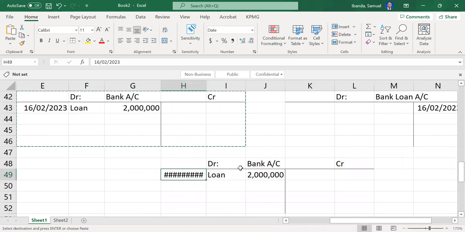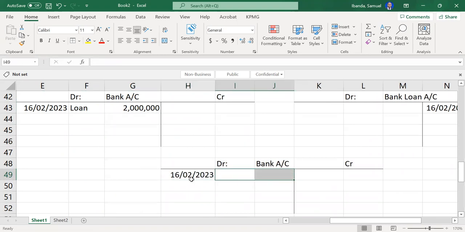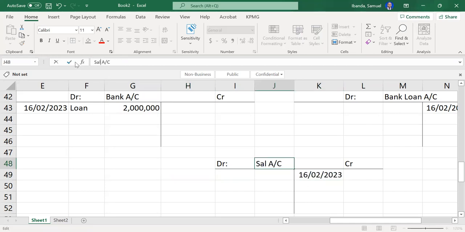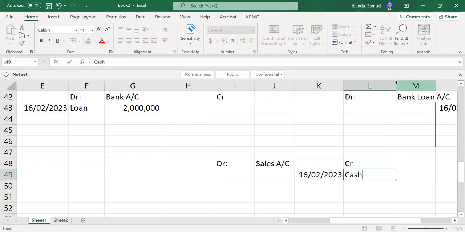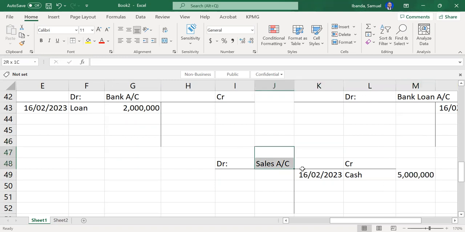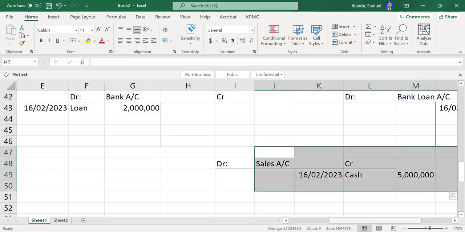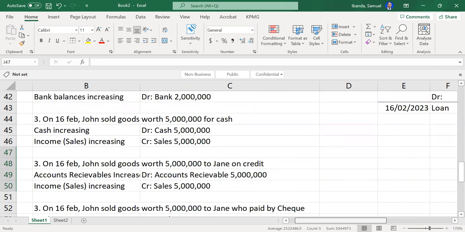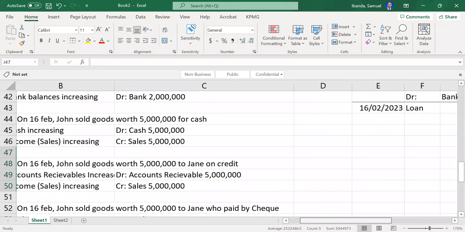So the debit is the same, but remember in this account, I'm crediting, and I'll just change this to call it a sales account. So on 16th, I sold cash to the tune of 5 million. So you've seen me record it in the cash account and also record it now in the sales account. So that's how I'll record my sales.